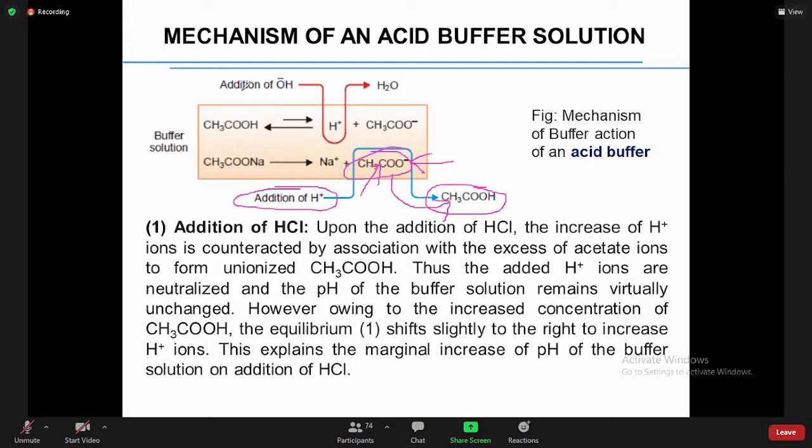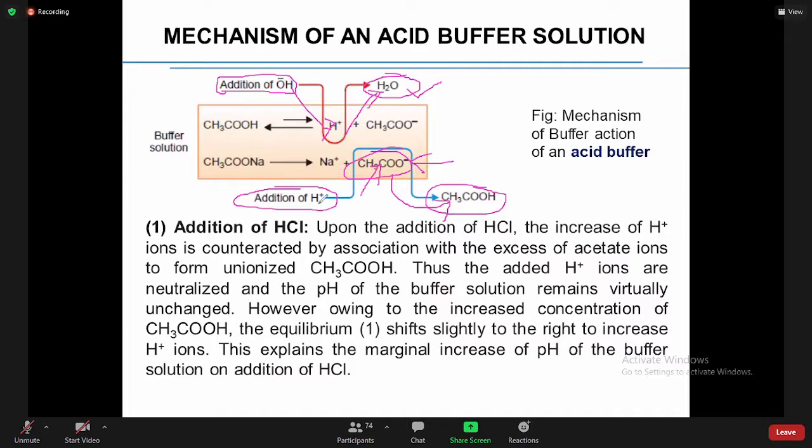Okay, we understand that when addition of hydroxide ion happens, that will react with hydrogen and it will produce water. And you know that water is neutral, pH 7, right? So pH will not be changed. We can understand that easily, right?